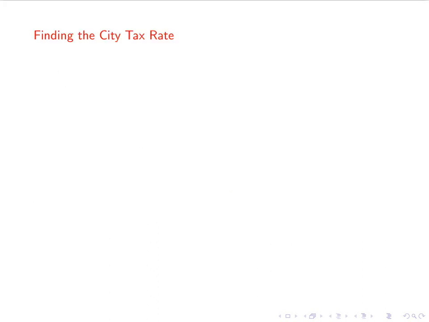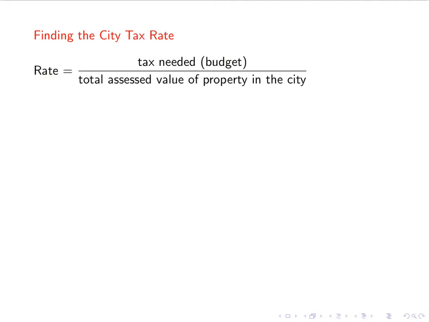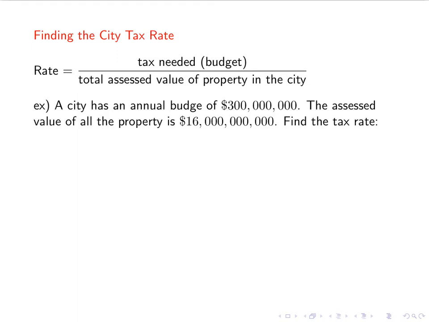So we're going to look first at finding the city tax rate. The rate is the tax needed, which is usually called the budget, divided by the total assessed value of the property in the city. So as our first example, a city has an annual budget of $300 million. The assessed value of all the property is $16 billion. Find the tax rate. And then part A is going to be find the tax rate as a decimal.